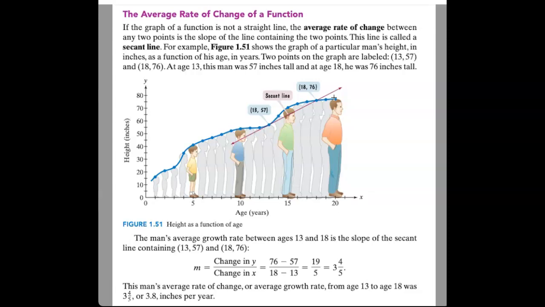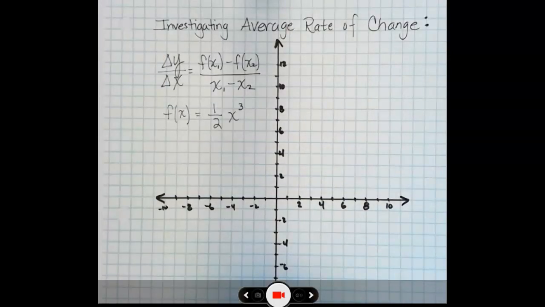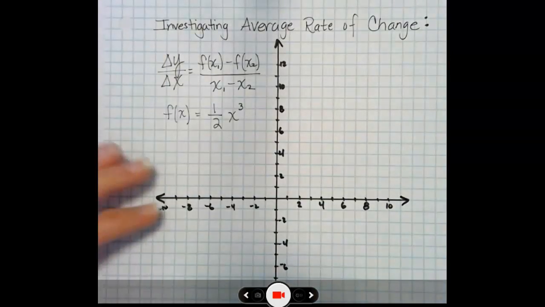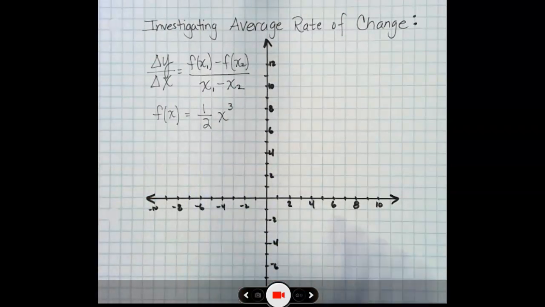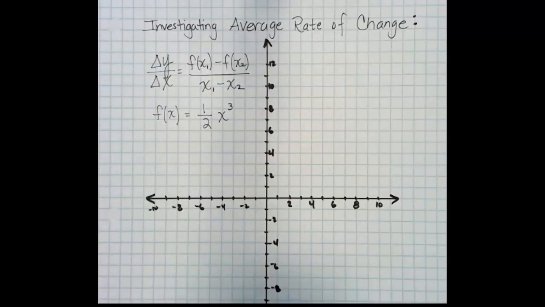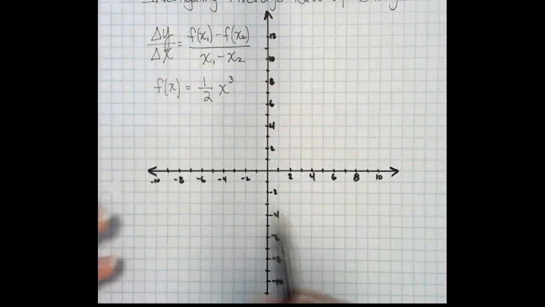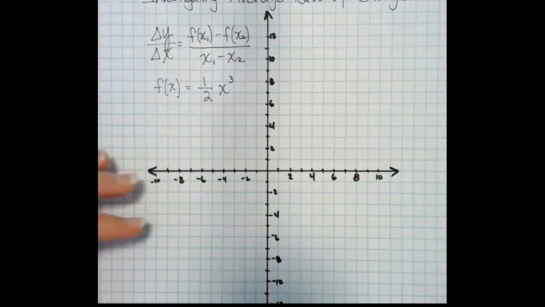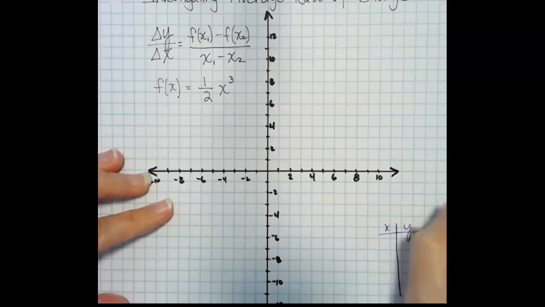So we're going to be looking at another function now, and that function is the cubic function. So here we're investigating average rate of change given this particular function, f of x equals 1/2 x cubed. Now, the first thing I want to do is plot this graph. If we're going to plot this graph, and it's 1/2 x cubed, first of all, let's make a little table of values so we can see what's going on here.